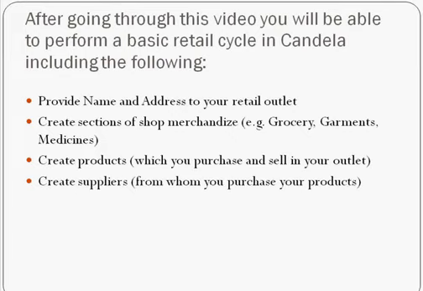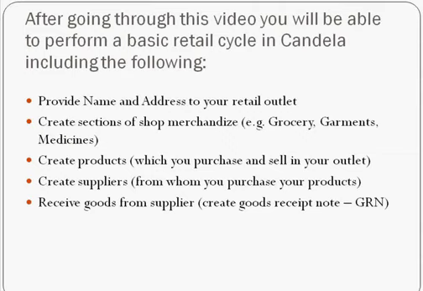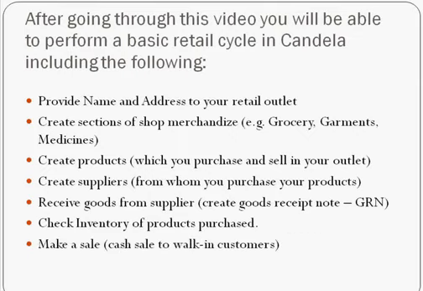Next step will be to create suppliers from whom you purchase your products. Then you will receive goods from the suppliers or create GRN in the system. You will check inventory to verify the purchased products, and then you will make a few sales. Finally, you will check a few reports to verify all the above entries.